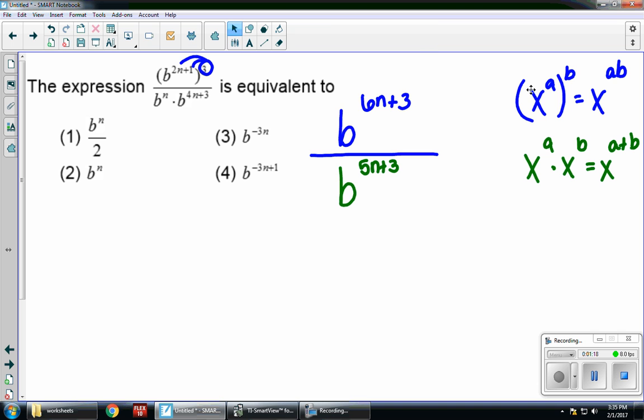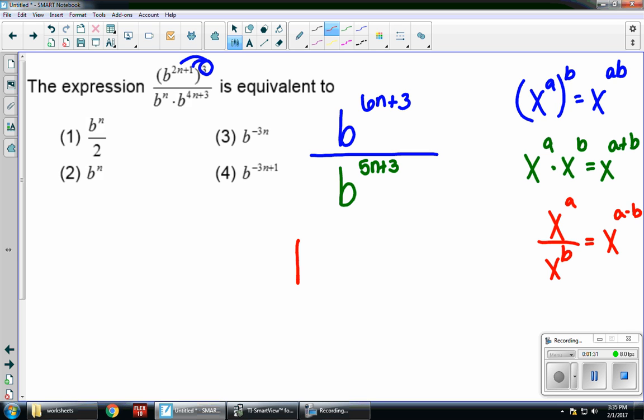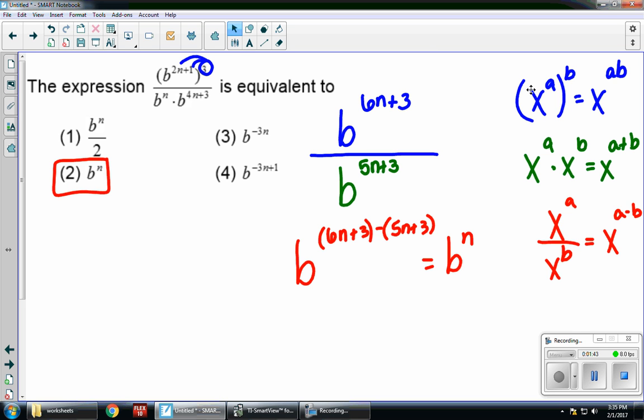And now I have division, which is another one of my laws of exponents. When I divide, I subtract my exponents if the bases are the same. So I'm going to do 6n plus 3 minus 5n plus 3, which gives me b to the n, choice 2. So this question took your power rule, your multiplication rule, and your division rule all together.